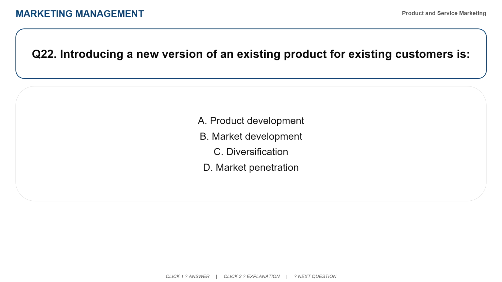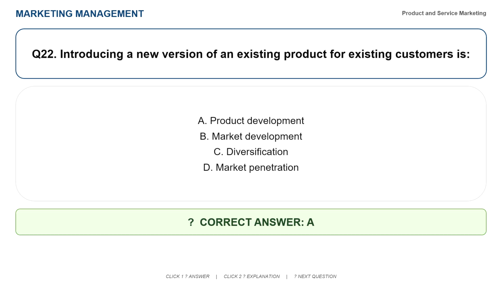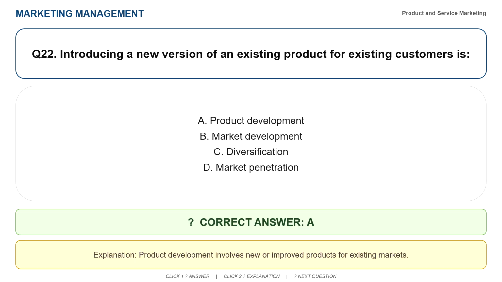Question 22. Introducing a new version of an existing product for existing customers is: Option A, product development. Option B, market development. Option C, diversification. Option D, market penetration. The correct answer is A. Explanation. Product development involves new or improved products for existing markets.